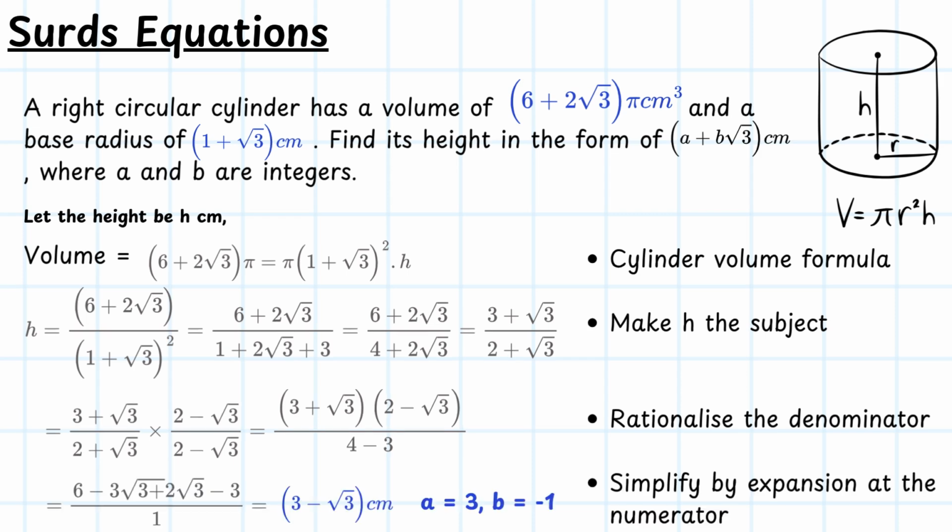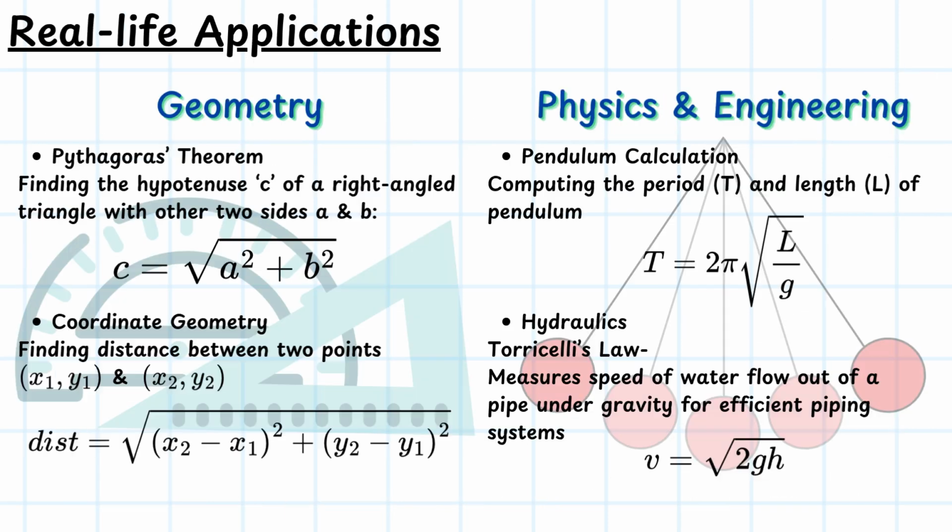Expanding and simplifying the numerator, we ultimately find that the height is 3 minus root 3 centimeters. From this, we can see that the first value is 3, and the second value is -1.